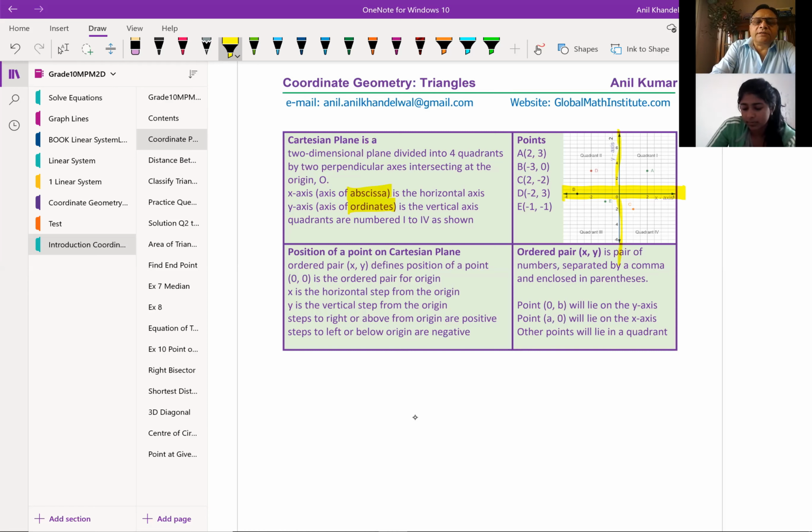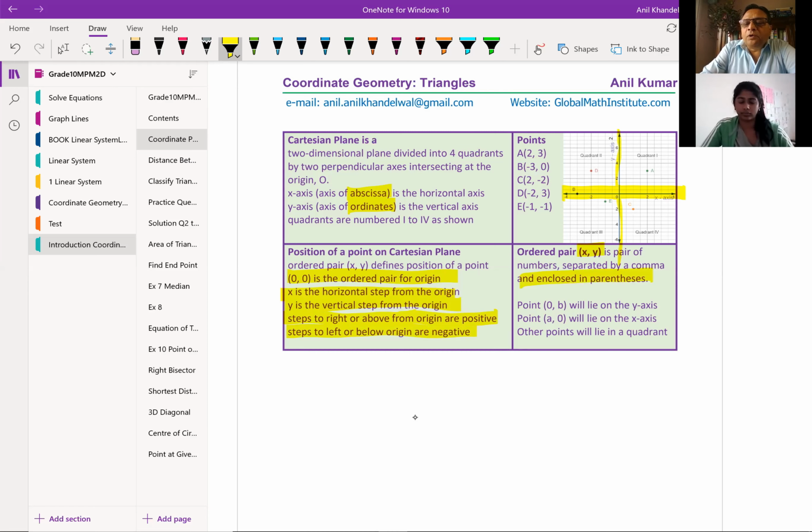So that is what I've written here. 0, 0 is the ordered pair for the origin. X is the horizontal step from the origin. Y is the vertical step from the origin. Steps to the right or above the origin are positive. Steps to the left or below the origin are negative. You always write coordinate pairs as (x, y) with parentheses, correct?